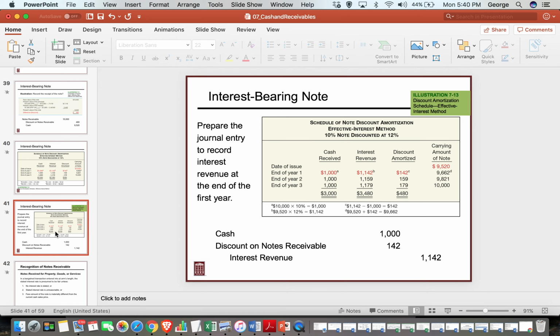All right, so we go ahead and make our entry. We debit cash for $1,000, credit interest revenue for $11.42. The difference is discount.